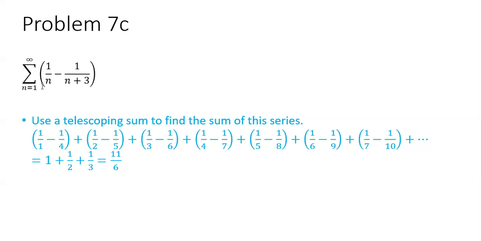So we start going term by term. n equals 1, we get 1 over 1 minus 1 over 4. n equals 2, you get a half minus a fifth. n equals 3, you get a third minus a sixth. n equals 4, a fourth minus a seventh, and so on and so forth. So you see that this -1/4 and this 1/4 would cancel. This -1/5 and this 1/5 would cancel. This -1/6 and this 1/6 would cancel. The terms that don't cancel are this 1, this half, and this 1/3. So that adds up to 11 over 6.